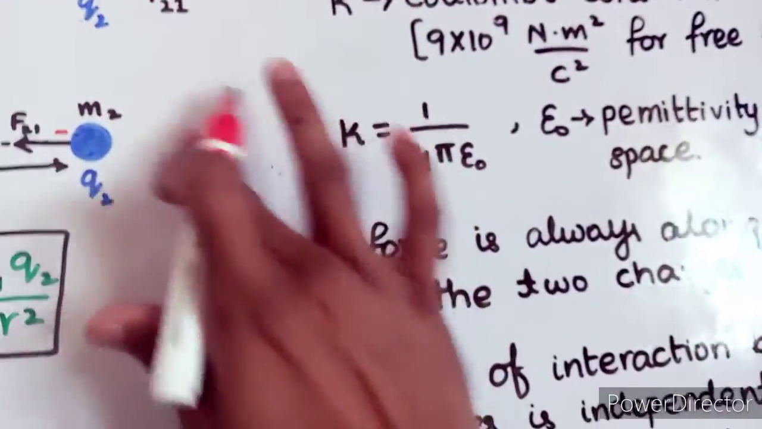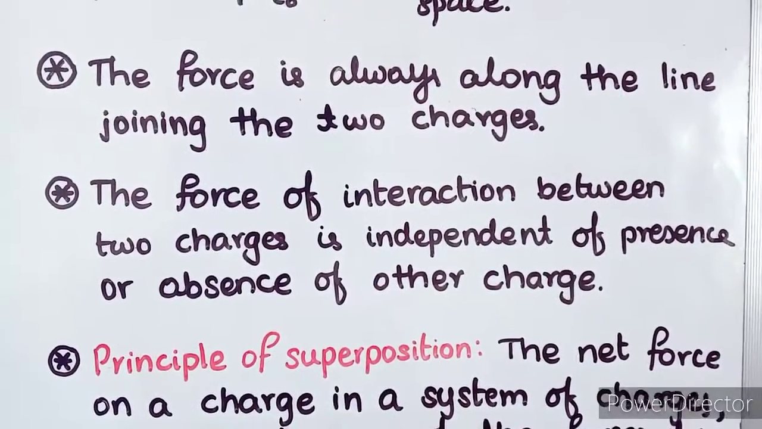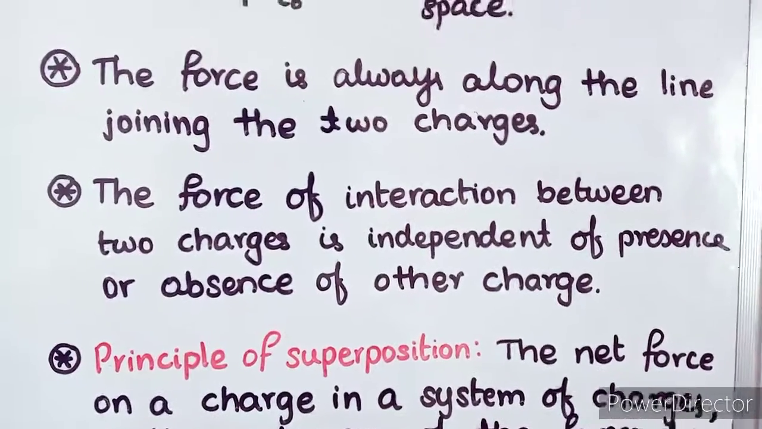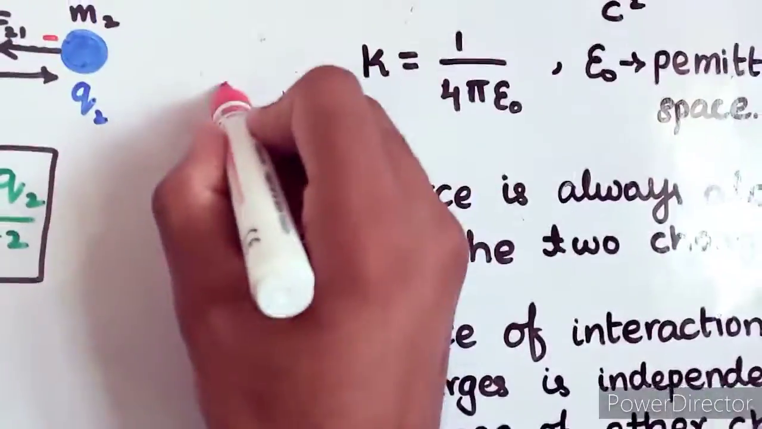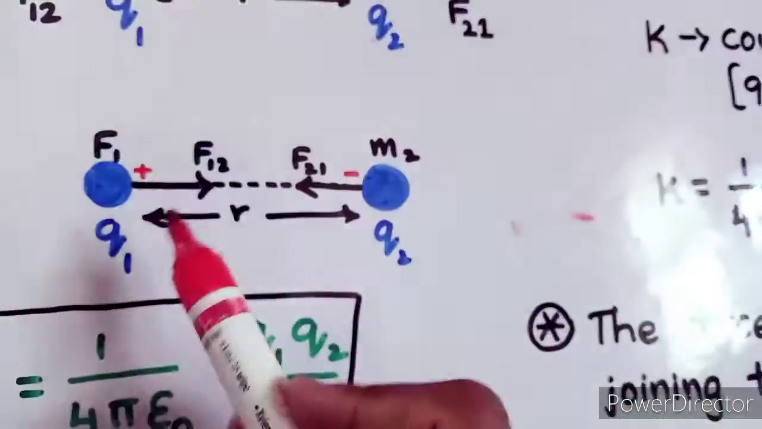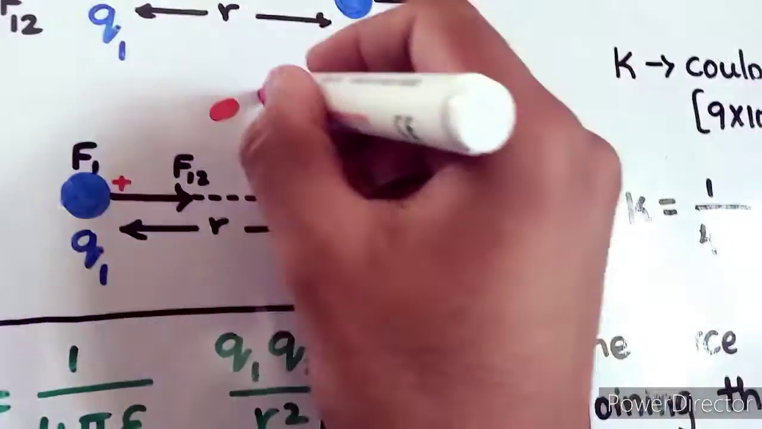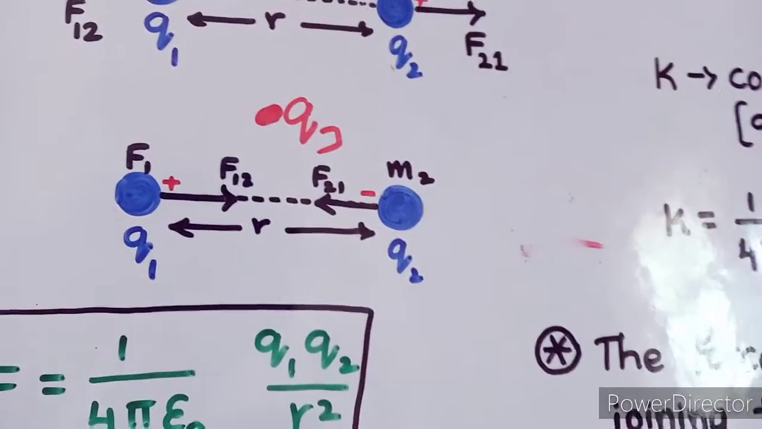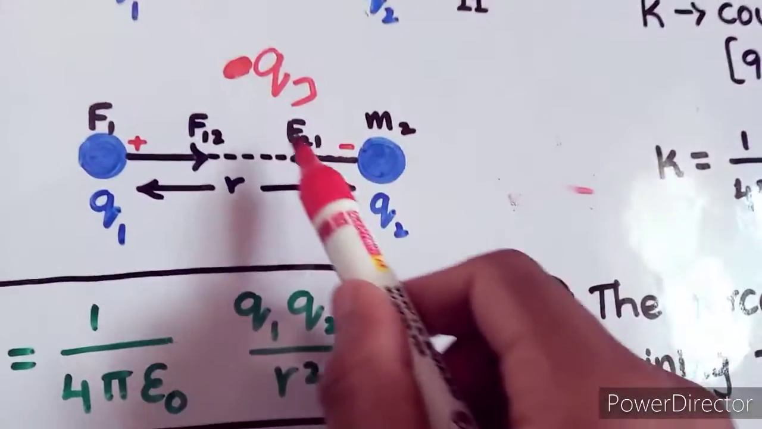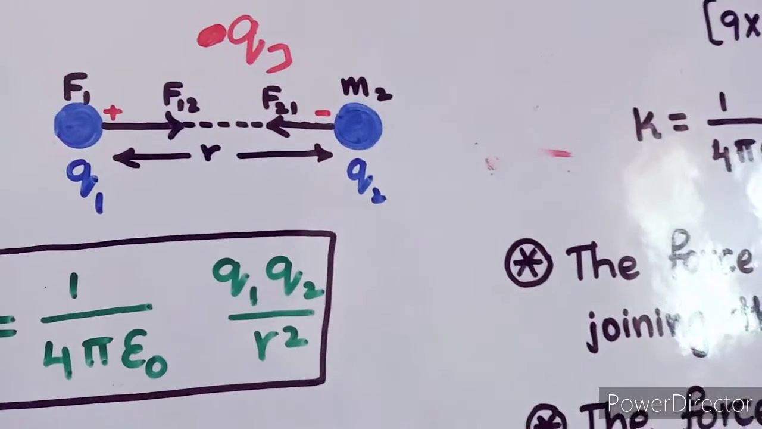That is one point. Next we have the force of interaction between two charges is independent of the presence or absence of other charges. That means let's consider two charges here, Q1 and Q2. Two charges are there. I will put one more charge here. Let's consider that as Q3. F12 is independent of Q3, or F21 is independent of Q3, I say. It is independent of that.